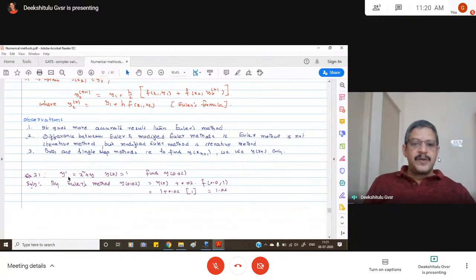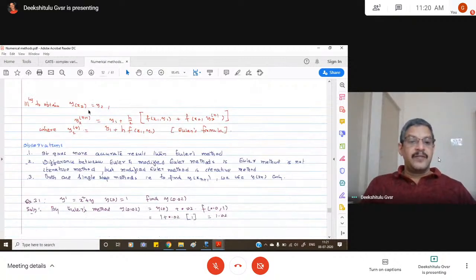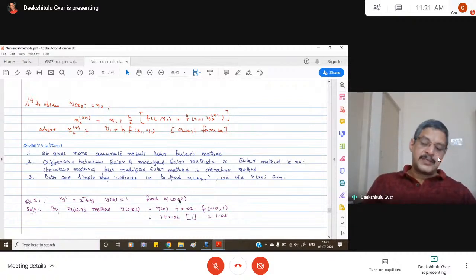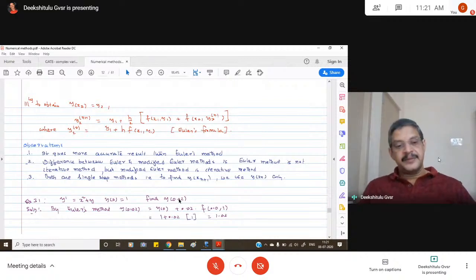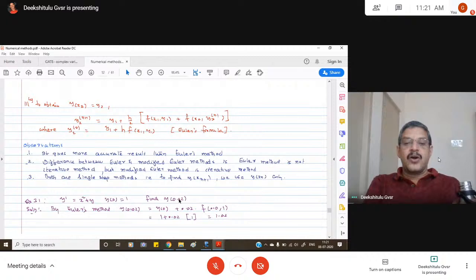So the difference between Euler and modified Euler methods is that Euler's method is not an iterative method. Euler's method is a direct method to get y1, but here y at x2, y2^(n+1) = y1 + h/2 [f(x1, y1) + f(x2, y2^(n))], is repeatedly applied. So Euler's method is a single step method, a direct method, whereas modified Euler's method is an iterative method. It modifies the solution obtained in Euler's method.